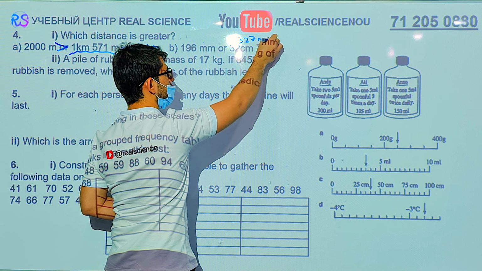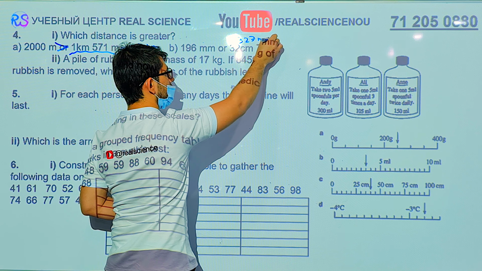Rubbish is removed. What is the mass of the rubbish left? 70. So you find the difference, right? 17 minus 8.45. Okay? Do you have any questions? No questions. 5. For each person, find how many days the medicine will last.